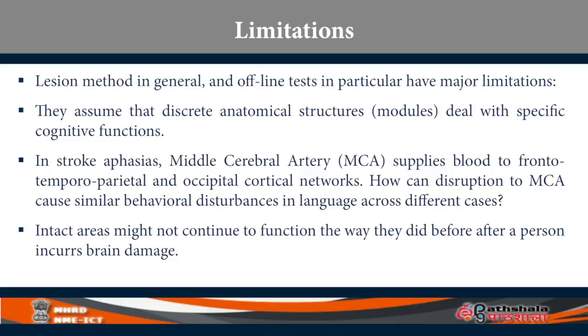And the other point you have to realize is, you know from the earlier modules, stroke aphasias happen when there is some damage to the middle cerebral artery. It is the middle cerebral artery which supplies blood to fronto-temporo-occipital areas, many areas which are involved in language. Now, when that middle cerebral artery, which is so widespread in terms of the cortical areas it supplies blood to, is damaged, how are we able to say a lesion in one area is producing this deficit?